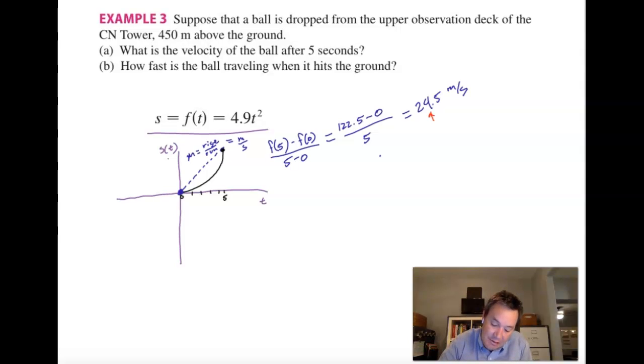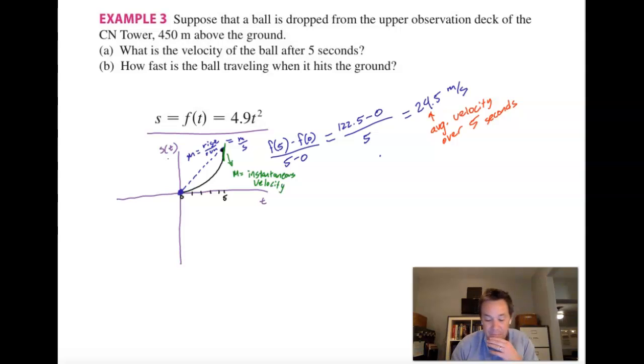But this is not what they're asking for, because this is the average velocity over the first 5 seconds. So from time 0 to time 5. What we would like is the instantaneous velocity. We want the slope of that tangent line at time 5. All right. And so to find that, we're going to use our limit as h approaches 0. And remember that the x value of your fixed point is a. So I'm going to have f of 5 plus h minus f of 5 over h.